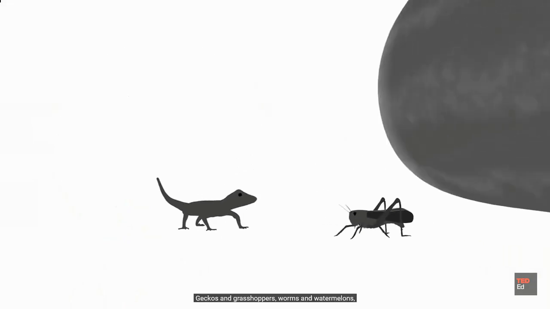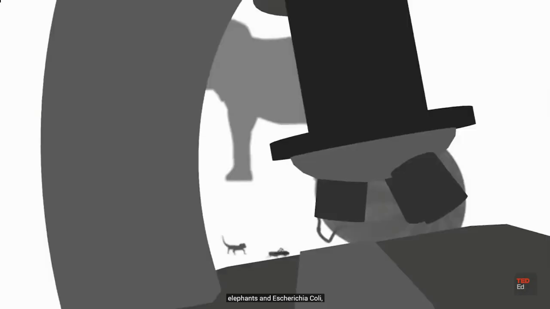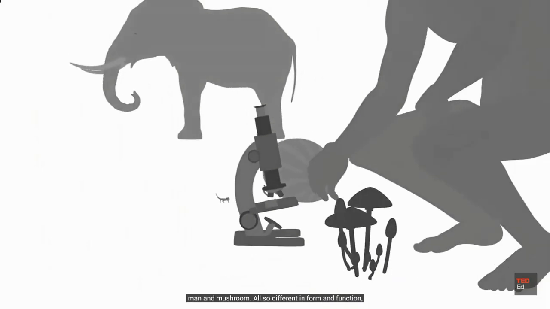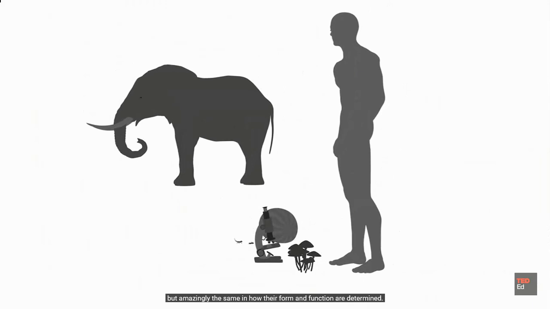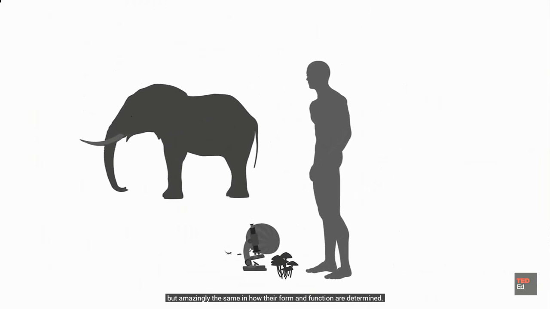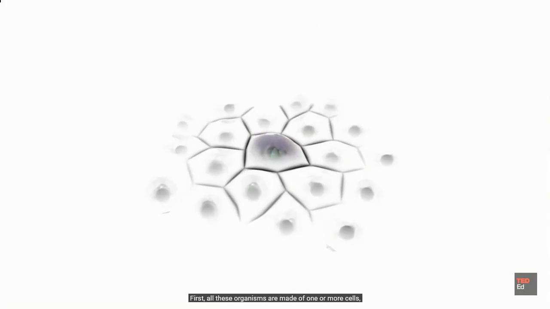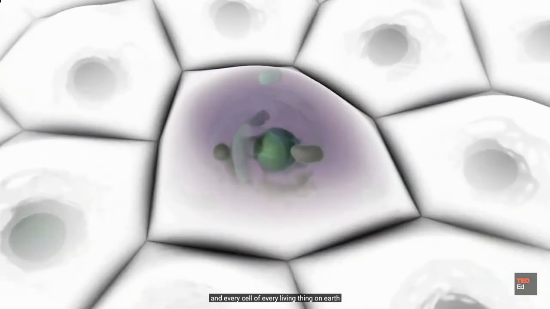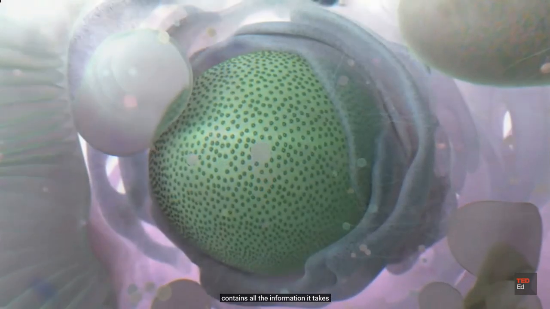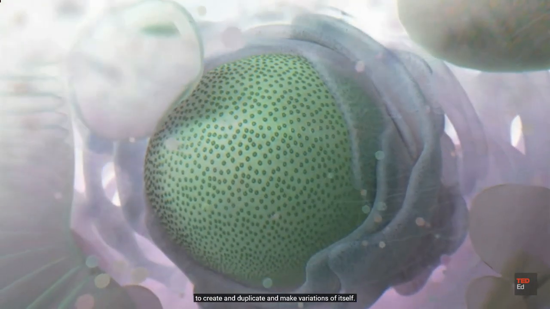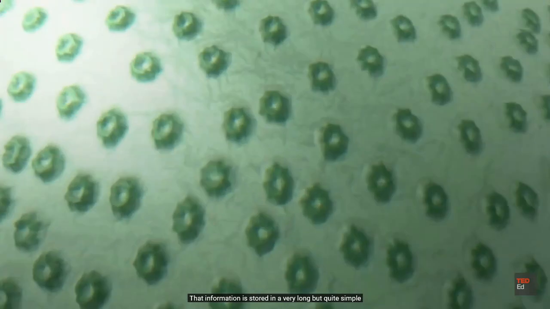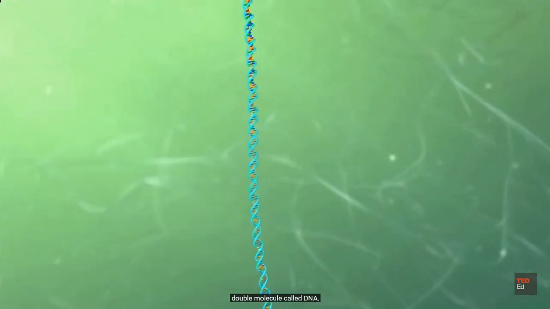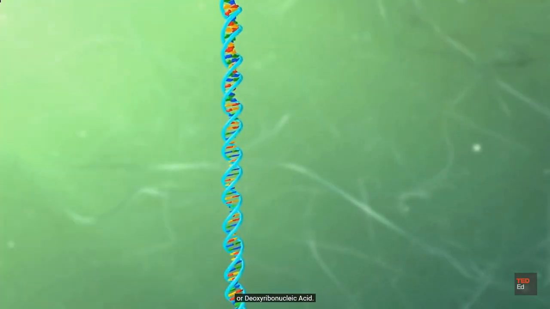Geckos and grasshoppers, worms and watermelons, elephants and Escherichia coli, man and mushroom. All so different in form and function, but amazingly the same in how their form and function are determined. First, all these organisms are made of one or more cells, and every cell of every living thing on Earth contains all the information it takes to create and duplicate and make variations of itself. That information is stored in a very long but quite simple double molecule called DNA, or deoxyribonucleic acid.